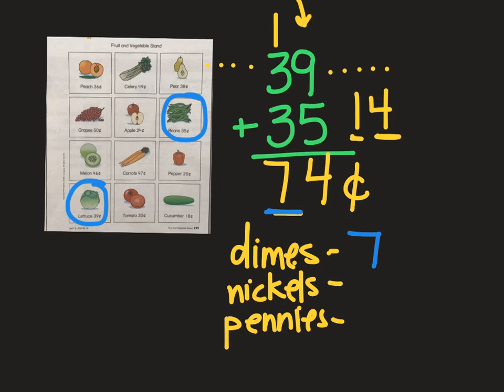For my nickels, I look here to my ones place and I have 1, 2, 3, 4. A nickel is a group of 5 ones or 5 pennies. So for this total today, I would have 0 nickels because I do not have 5 there. I don't have enough to make a nickel. That would leave me with 4 pennies. So I would need 7 dimes, 0 nickels, and 4 pennies in order to make 74 cents.